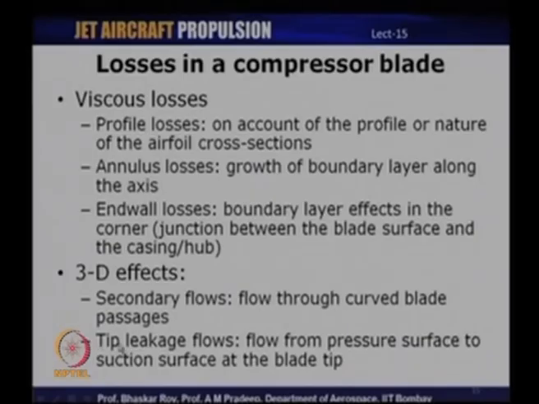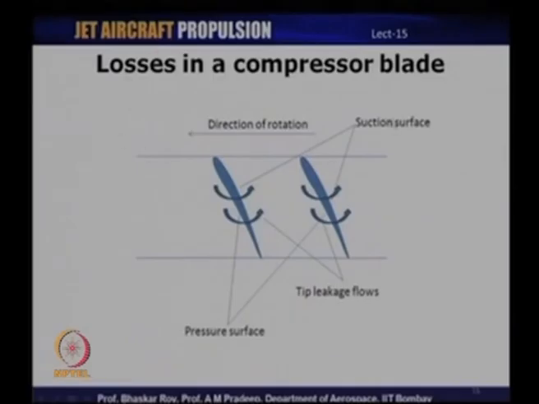There could then be tip leakage flows. This is true for a rotor blade. Tip leakage flows are not necessarily present in stators where the blades are fixed at both ends. In a rotor, where the blade is fixed only at the hub and at the tip it is free, there is a flow which escapes from the pressure surface to the suction surface. That is known as the tip leakage flow. So, tip leakage flow basically involves flow from the pressure surface.